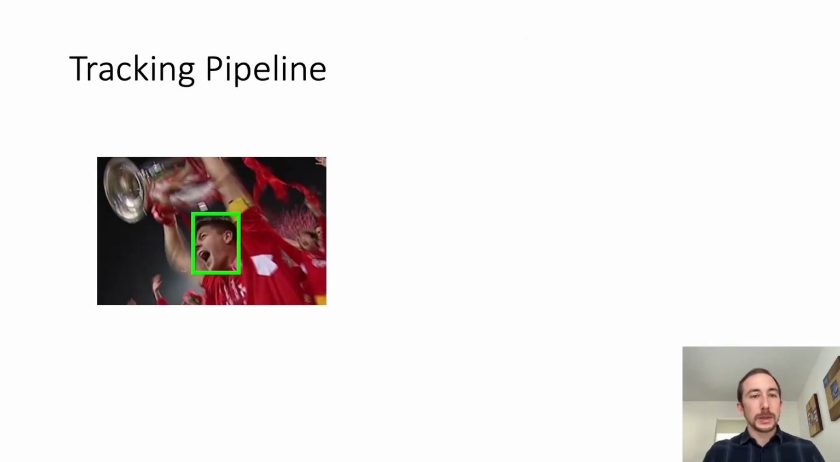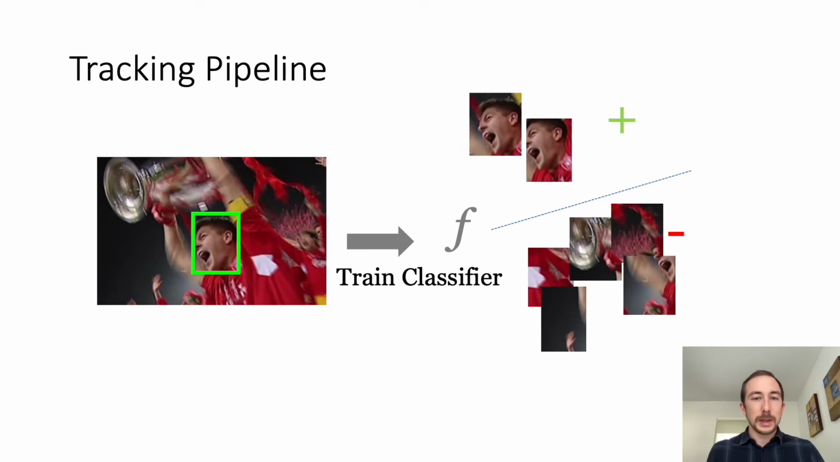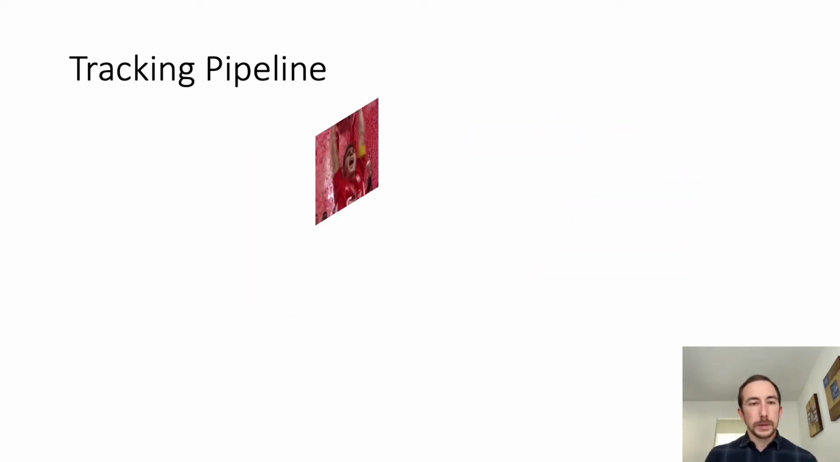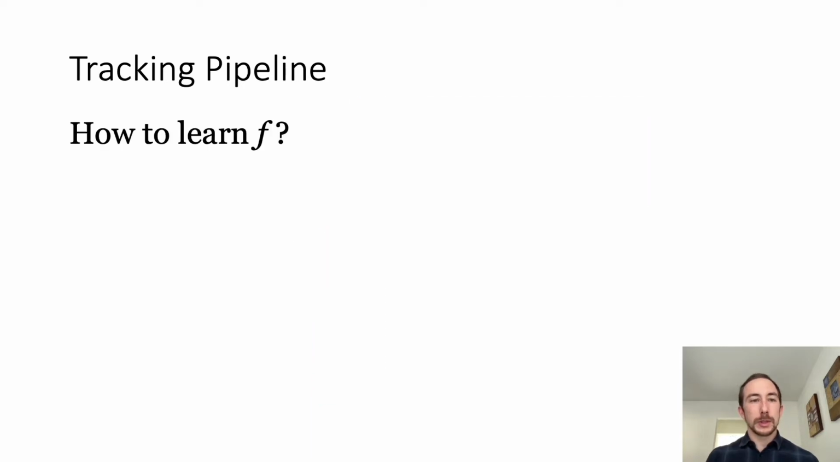Okay, so let's start with a simple discriminative tracking pipeline. So we have the object that we want to track. The goal now is to train a classifier to categorize object patches from negative patches from the background. Given a new frame in the video, we can then apply our classifier and update the location of the object according to the highest confidence score. We could then use this bounding box to further update our classifier. So the question now is how to learn this classifier F. It needs to be robust, adaptable, and also fast, so we can do online tracking.